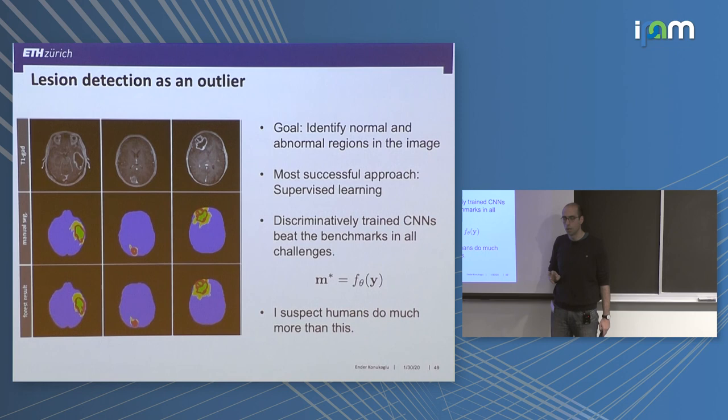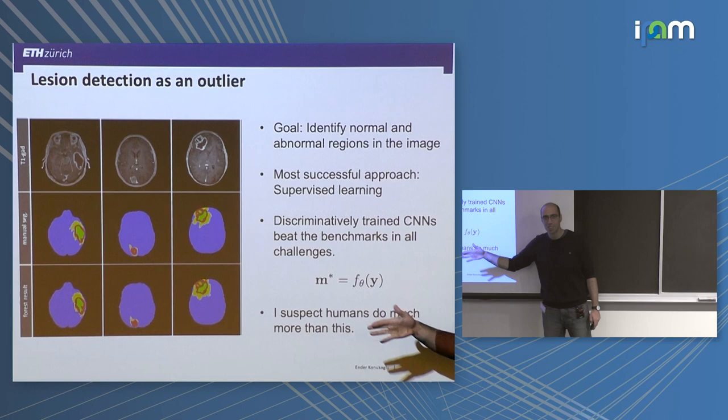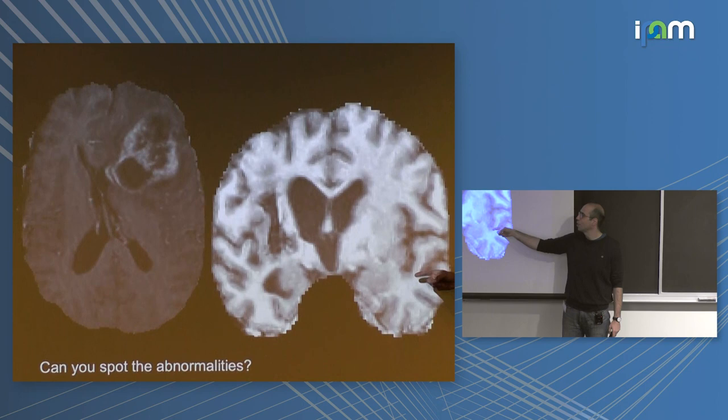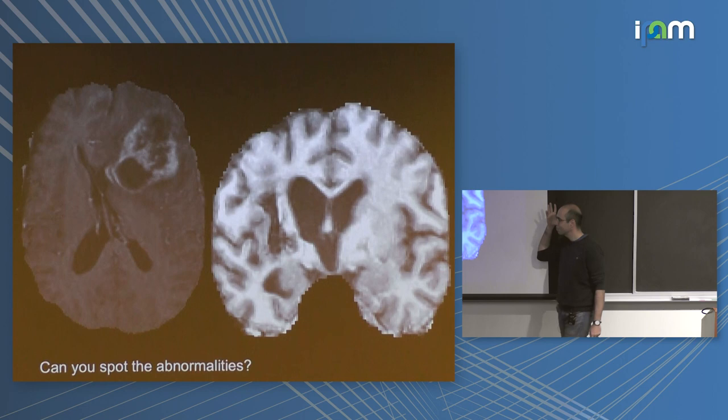So how many of you have never seen a brain MRI? I think that's an arbitrary question, but I showed you some. So I'm just going to repeat once more. This is a brain MRI. And then I'm going to show you two images. And I'm going to ask you, which areas do you think should not be there? That's 5 seconds. That's fine.